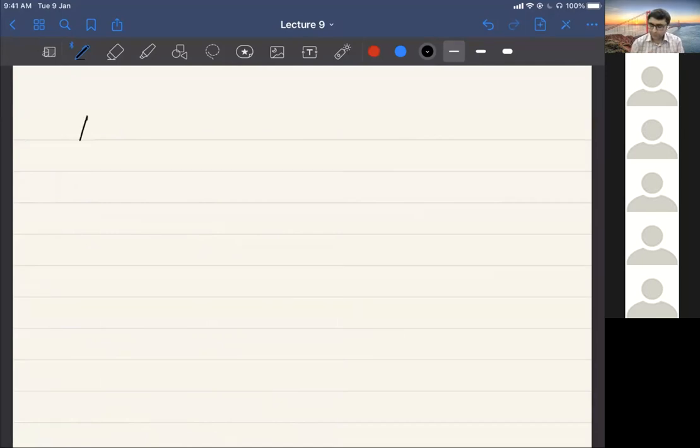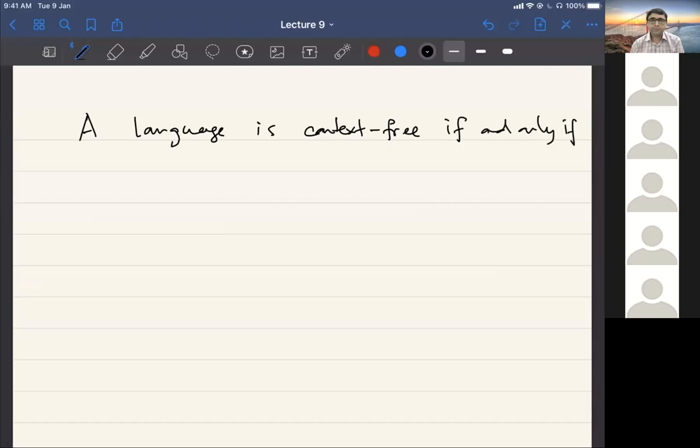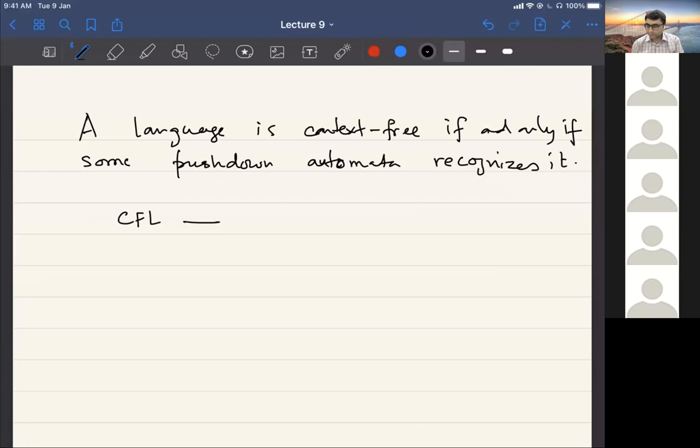I will show you a result. And the result is: a language is context-free if and only if some pushdown automata recognizes it. This result has two parts, the if part and the only if part. It means that if I have a context-free language, this implies we have a PDA. And if we have a PDA, this means that we have a context-free language.